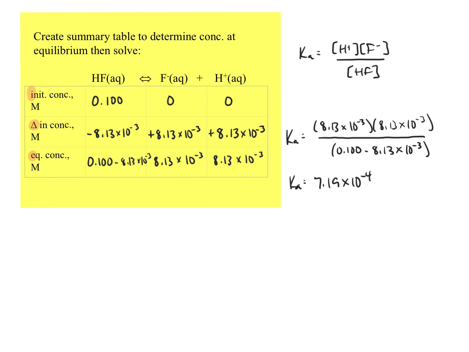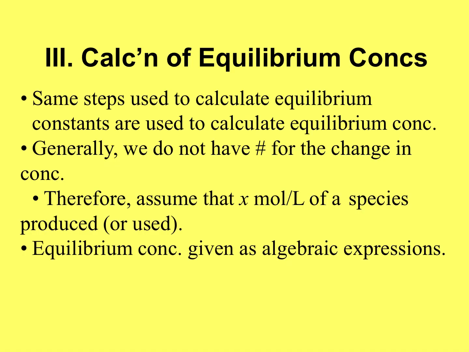Notice that this equilibrium constant is much less than 1, which means that the reactant, the HF, is highly favored. That makes sense because this is a weak acid, which means that it does not break up very much in solution. Okay, so that's one example of how you might use an ICE table. So let's go ahead and look at another example here.